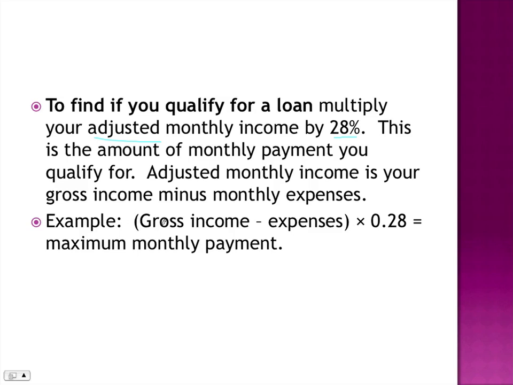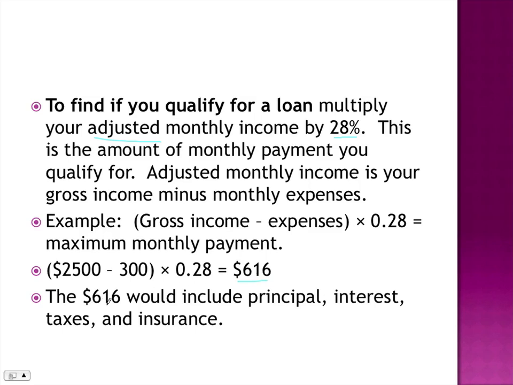So an example is going to be your gross income minus your expenses times 0.28, and that's going to equal the maximum monthly payment you're going to be allowed to make. So let's just say your gross income is $2,500 per month, and you have $300 that you're paying off a student loan. And so we're going to subtract those and times by 0.28. And so the maximum monthly payment that you can make is $616 per month.